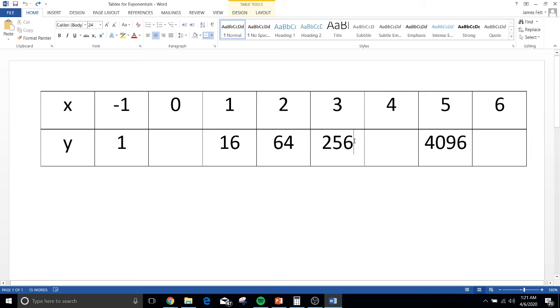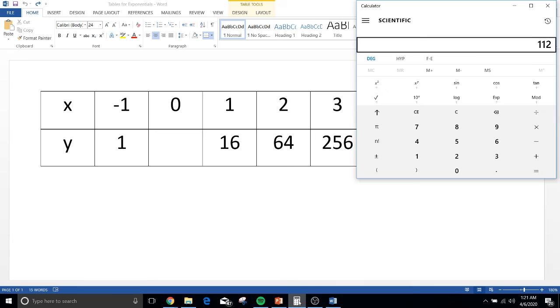The way we can do that is by taking any y value and dividing it by the y value that comes before it. So let's start with 256 and divide by 64 and see what number we get. As you can see, we get the number 4. That means that if you multiply 64 by 4, you get 256.